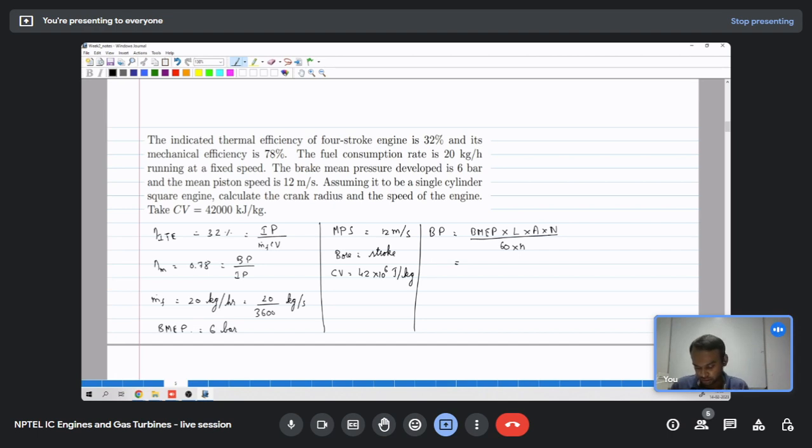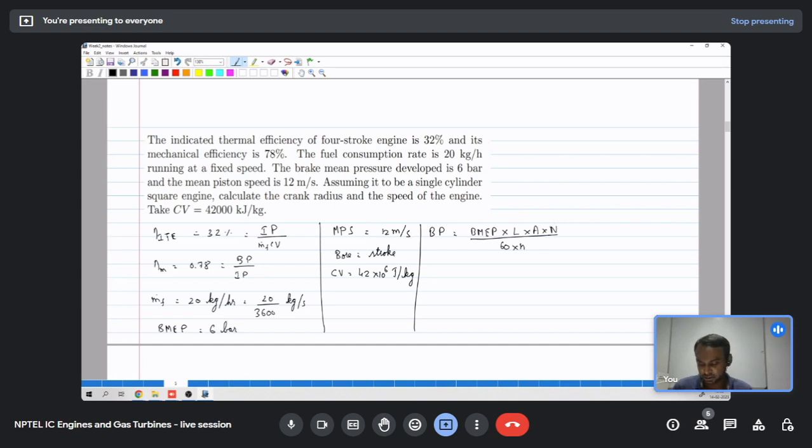Now brake power is also not given. I think using the m dot f and calorific value, we can calculate the fuel power, which will give the indicated power, and then using mechanical efficiency we can calculate the brake power. So then if you put brake power and BMEP in this relation, you will get a relationship between L, A and N, that is speed and the dimensions.